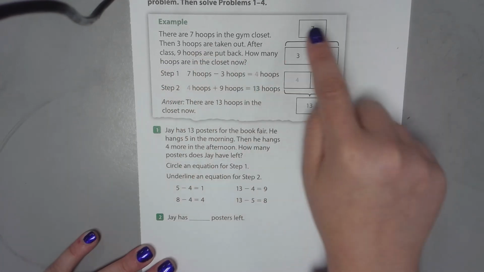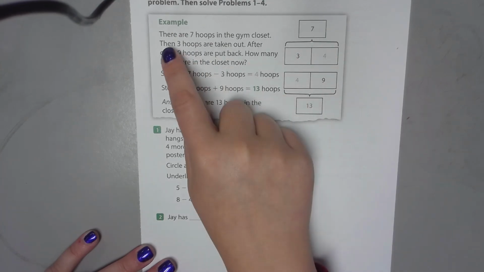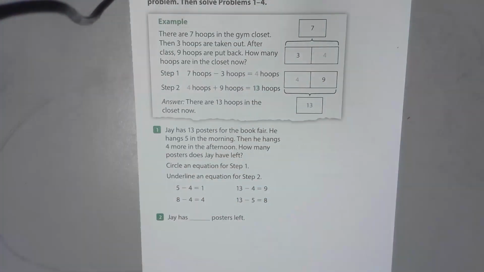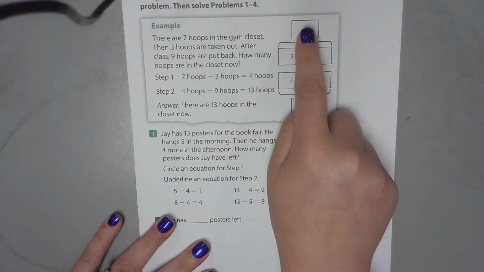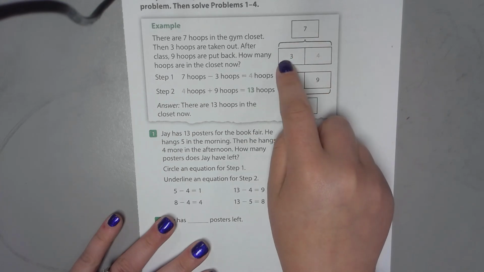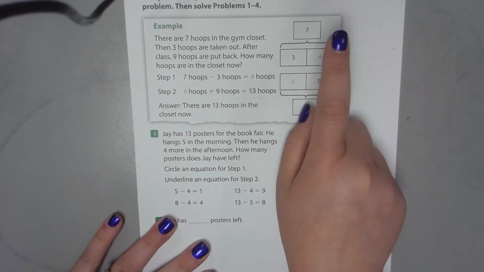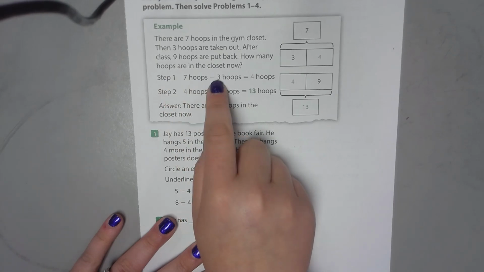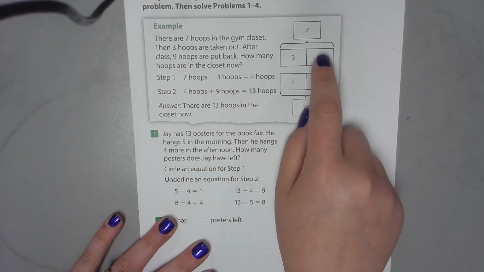So we know we start with 7 hoops. 3 are taken out. If you take something away, take it out, you subtract. So you start with 7. Your big boss is 7. You start with 7, you get rid of 3. So how many are in there now? Step 1, 7 minus 3, which gives you 4 hoops.